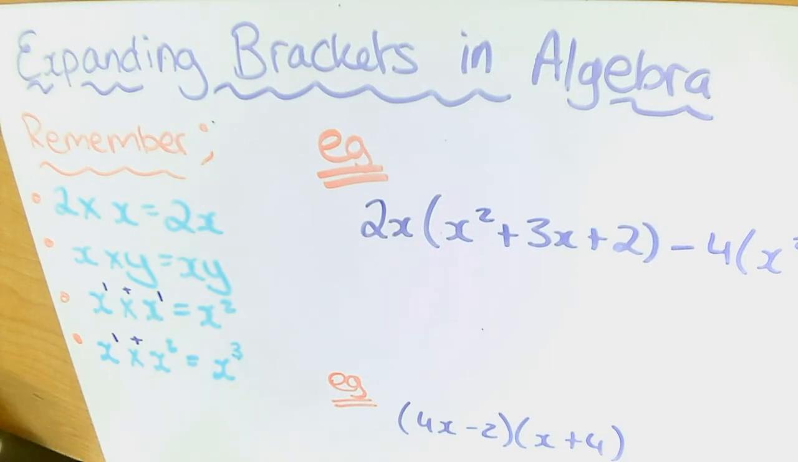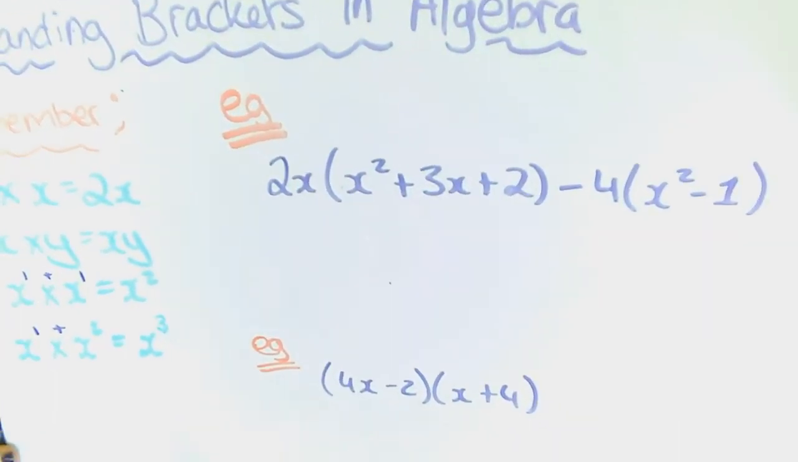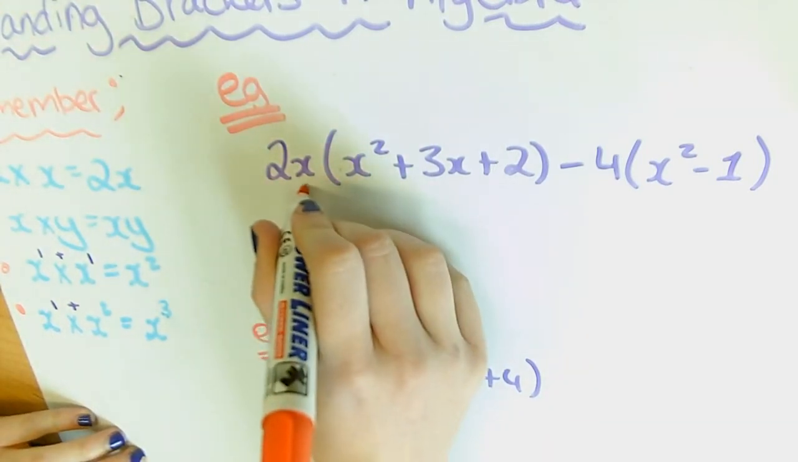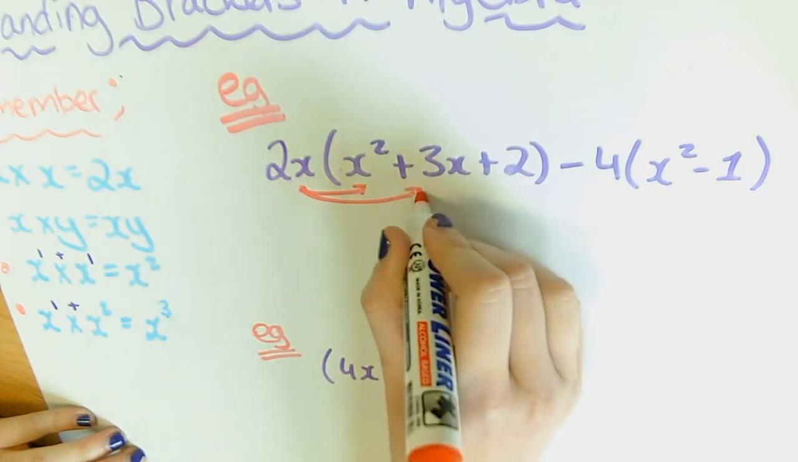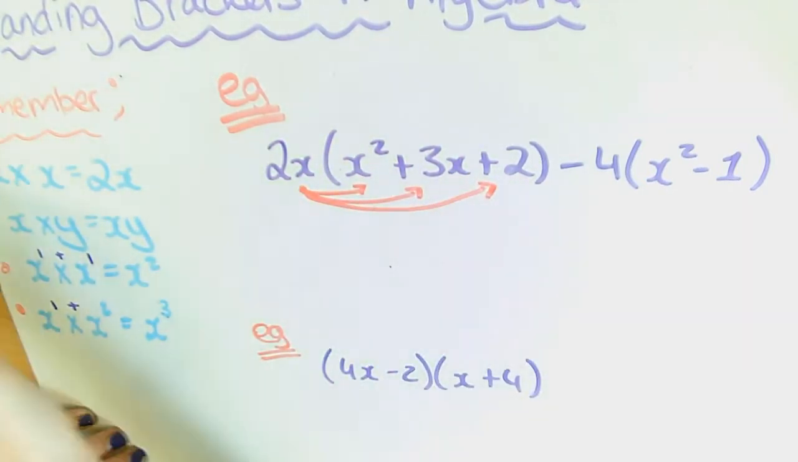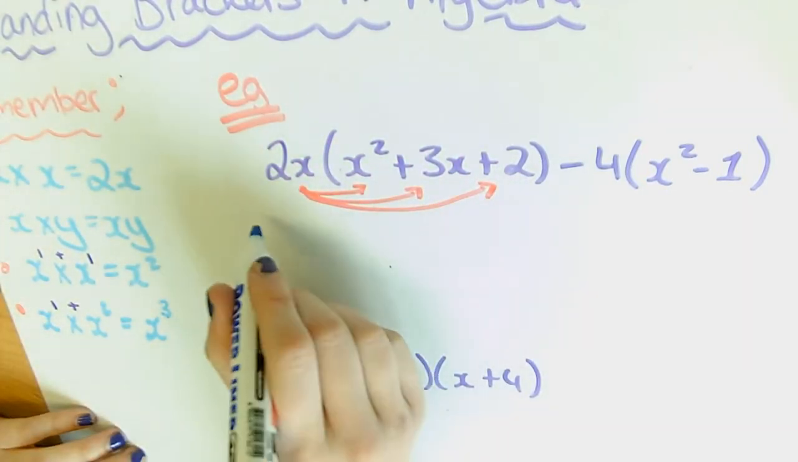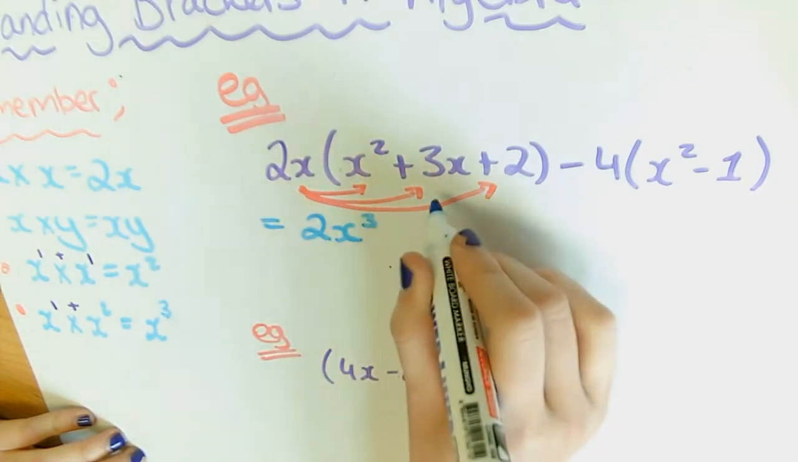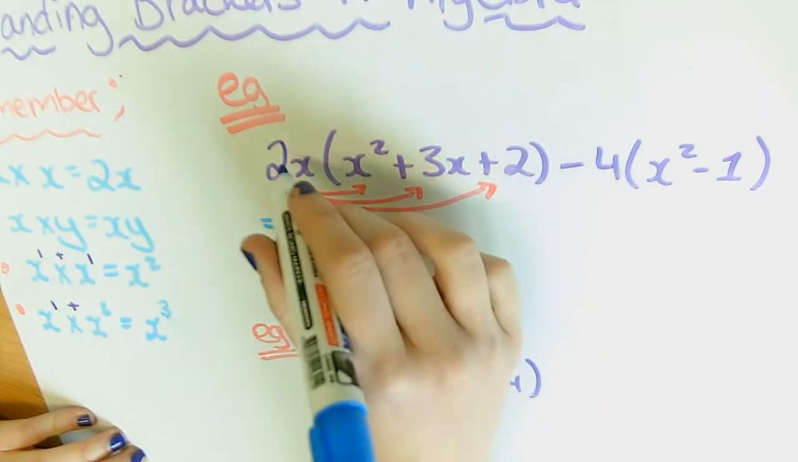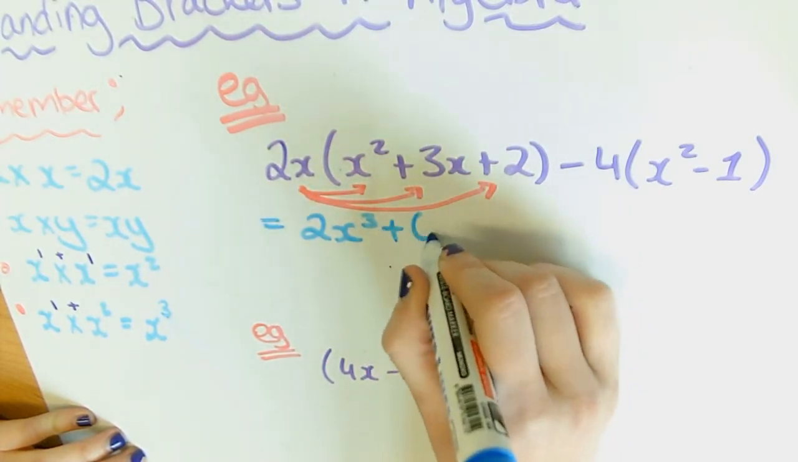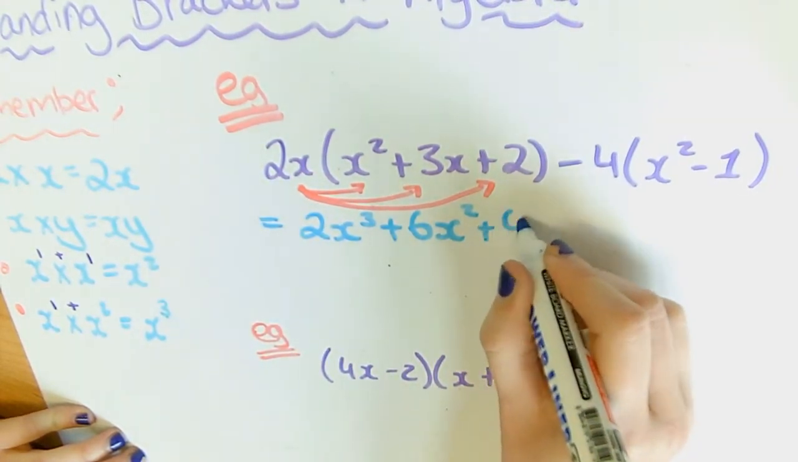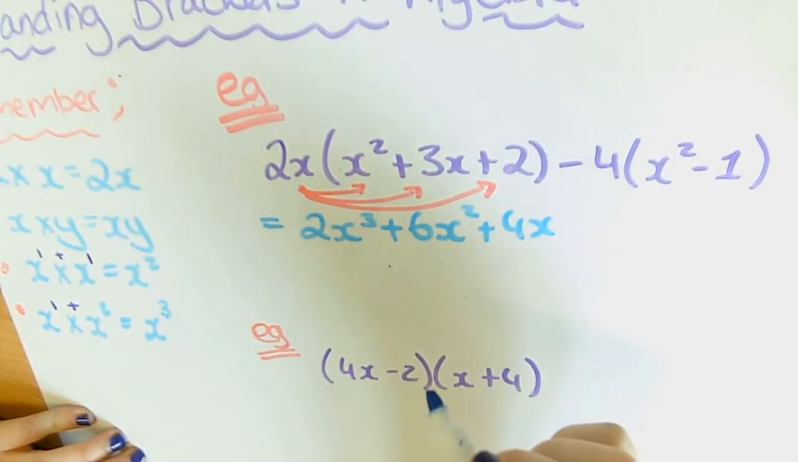Now if we look at some examples here, we know that when we're multiplying in algebra, we need to multiply every term inside the bracket by the term outside the bracket. So in this one we have 2x by x squared gives me 2x cubed. 2x by 3x, sorry, so 2 by 3 is plus 6. x by x is x squared. 2 by 2 is plus 4, and in this case we're going to have plus 4x.